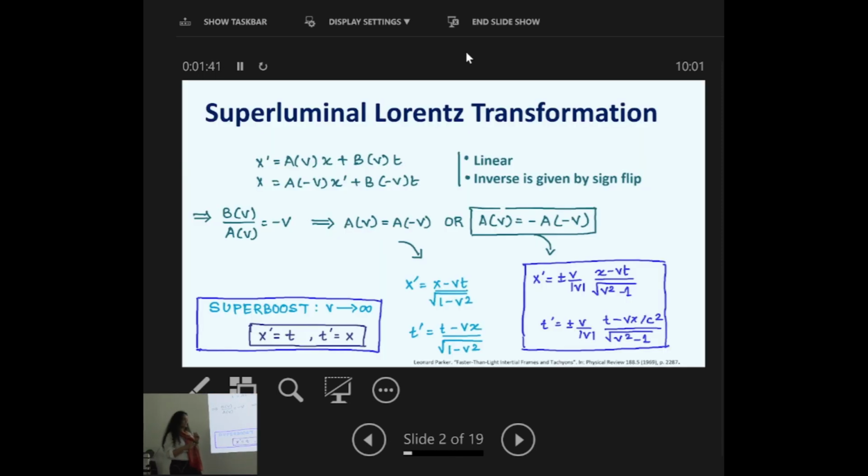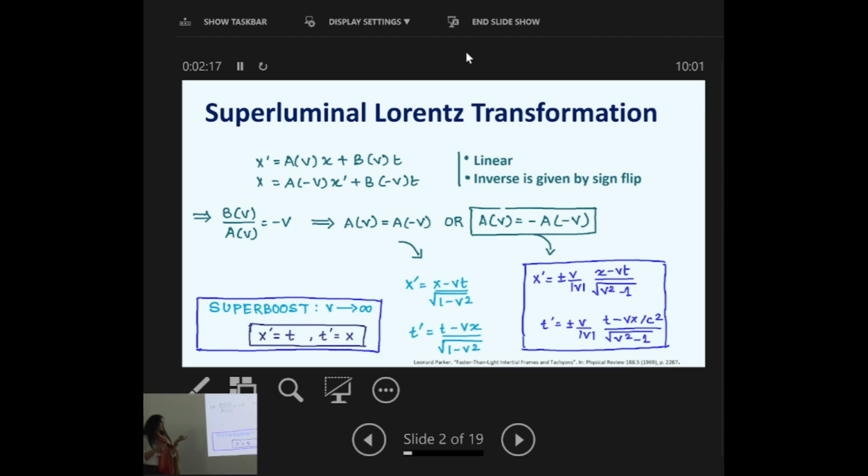So, superluminal Lorentz transformation. The special theory of relativity gives two postulates. One is that the speed of light is the same in all reference frames, and the second is the principle of relativity. Now, if you have linear transformations where the inverse is given by a sign flip, then you will have these relations between the coefficients. One will be the symmetric one, which gives rise to the subluminal Lorentz transformation, which we usually call the Lorentz transformation. And the other will be the superluminal Lorentz transformation.